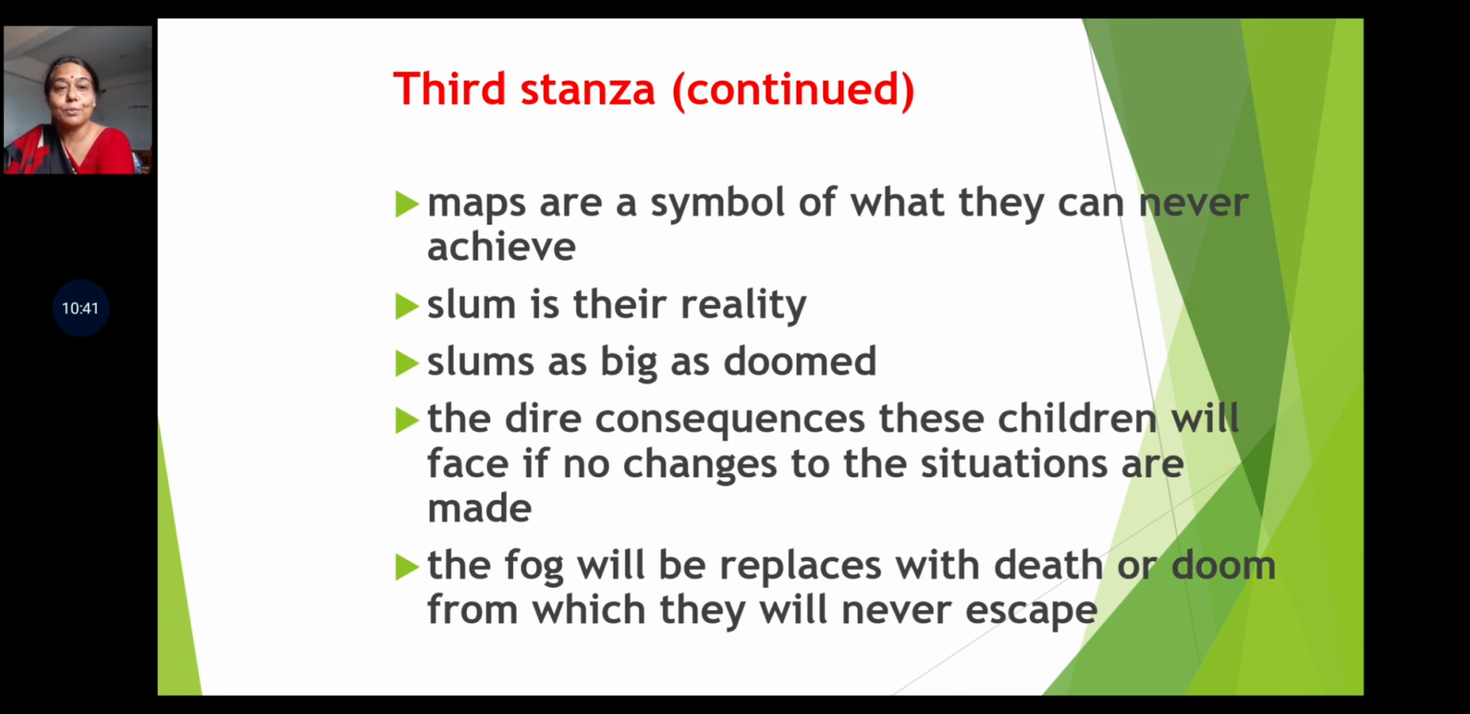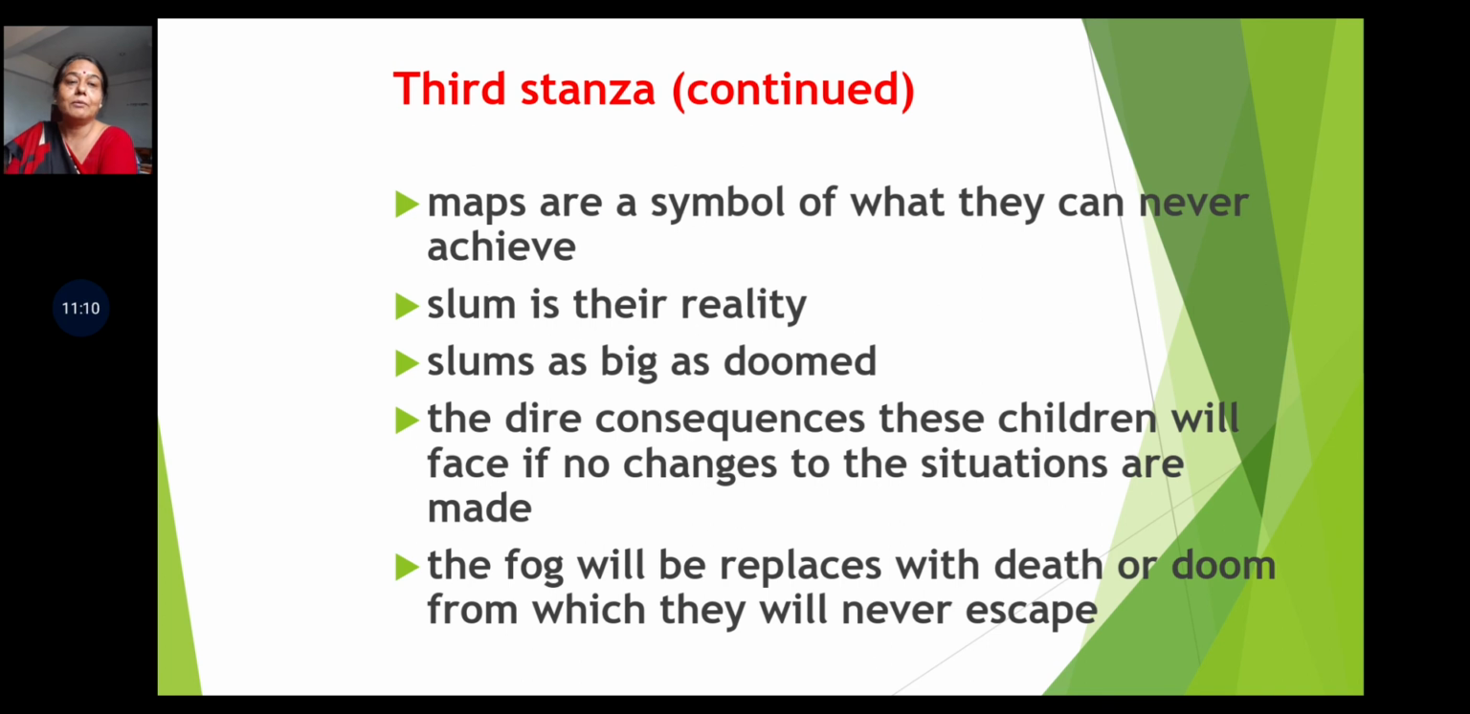And he also warns us that if the situation for these children is not changed, then there are going to be very dire consequences for these children. Maybe they'll get into wrong work, they will get into crime, they'll do something which is not proper for the society, and then it is the whole society which will have to face the consequences. The fog will be replaced with death or doom from which they will never escape.